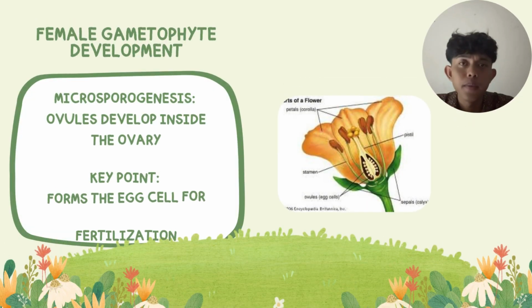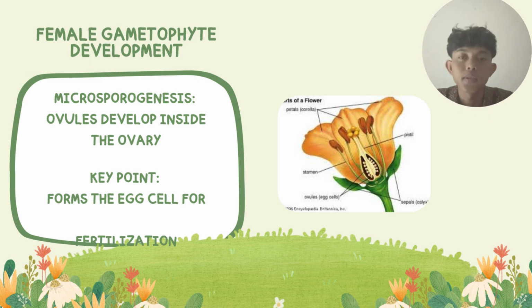The female gametophyte develops inside the ovule through megasporogenesis. Each ovule forms an egg cell that will combine with a male gamete during fertilization. Together, the ovule and pollen grain make sexual reproduction possible in flowering plants.